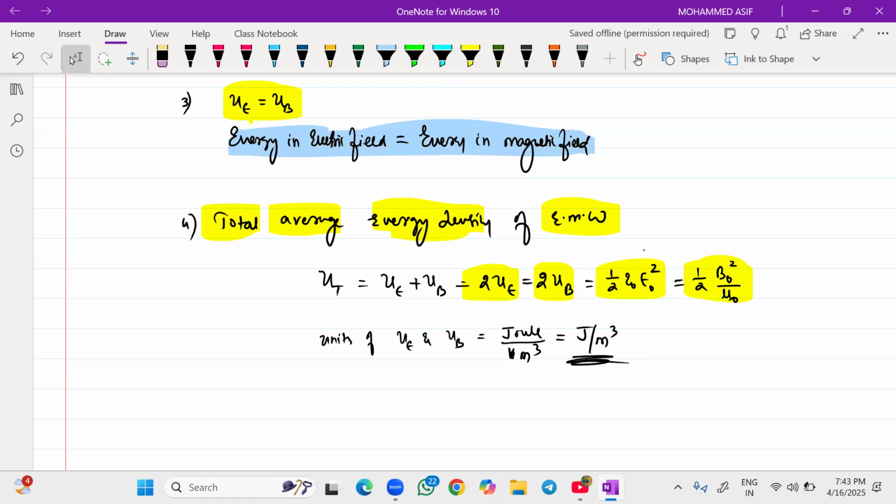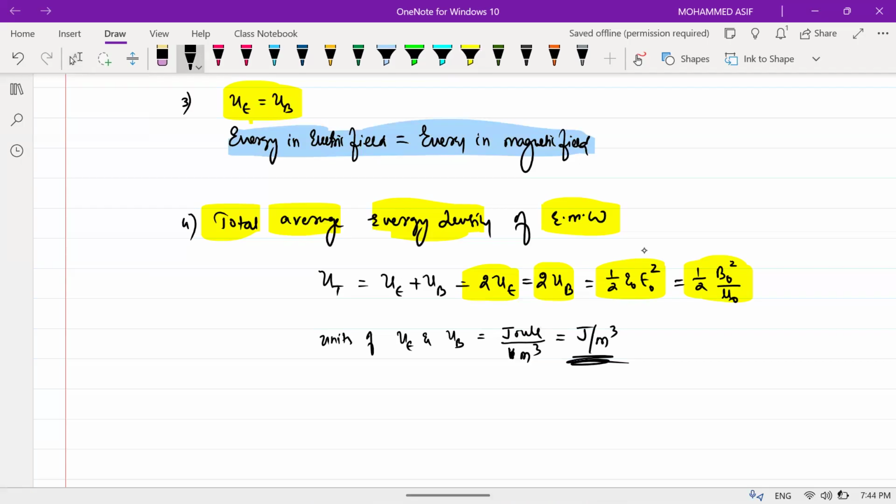If you don't remember the constant value, what is the unit of mu naught, beta? Magnetic permeability, Henry per meter. Mu naught value is 4 pi into 10 to the power of minus 7. Mu naught value is equal to 4 pi into 10 to the power of minus 7, clear?